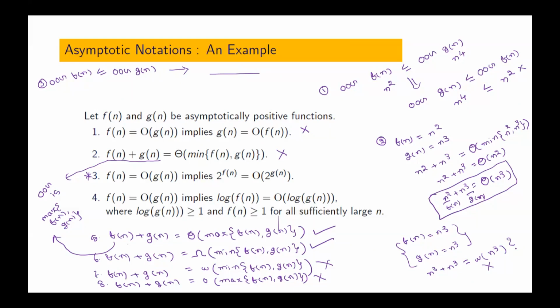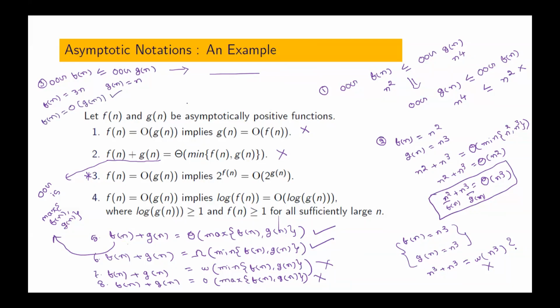Okay, let us take f of n as 3n and g of n as n. Whether the first condition is satisfied: f of n is big O of g of n. Yes, sir. Is this true? It is true.